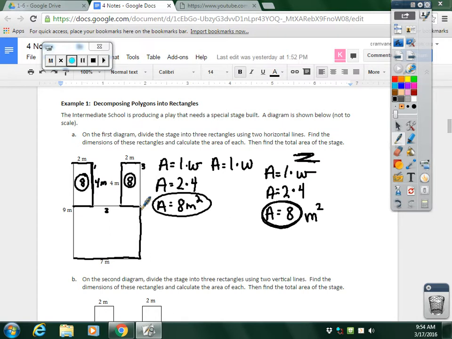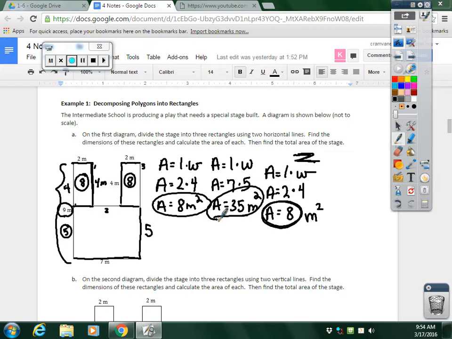Okay, over here, this dimension tells me this whole side is 9. The whole thing. And I know from here to here is 4, so that means from here to here is also 4. So I have to think 4 plus what width is going to give me a whole side length of 9. And it's going to be 5, because 5 plus 4 gives you 9. So if this side's 5, this side's also 5. So my area is going to be 7 times 5, and the area is going to be 35 meters squared.